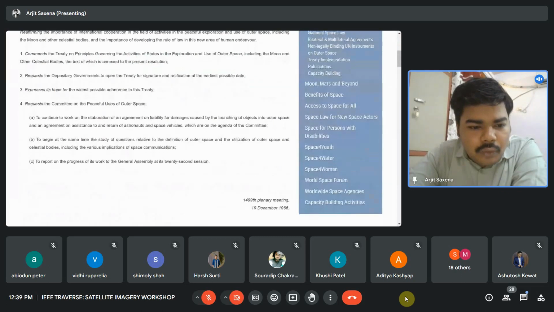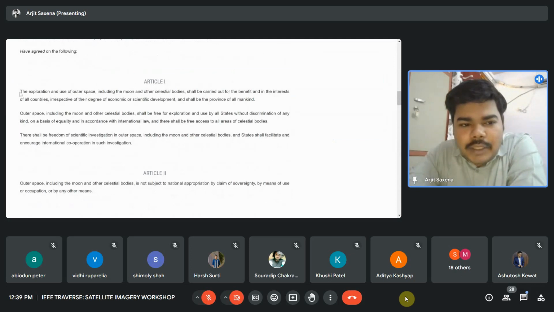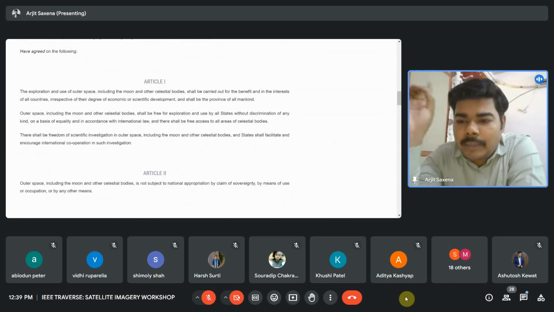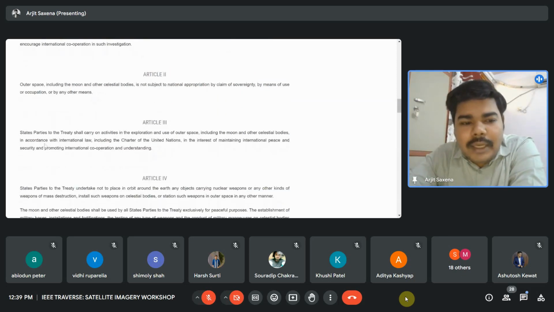Under this, if you go to Article 1, the exploration and use of outer space, including the moon and other celestial bodies, shall be carried out for the benefit and interest of all countries, irrespective of their degree of economic and scientific development. Other celestial bodies means your Earth as well. Anything you do in space should be focused on the development of mankind, for humanity. And there shall be freedom of scientific investigation in outer space.